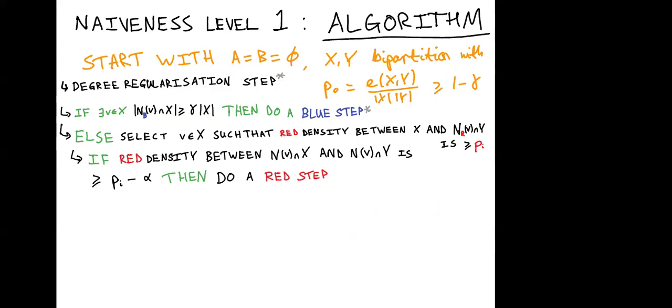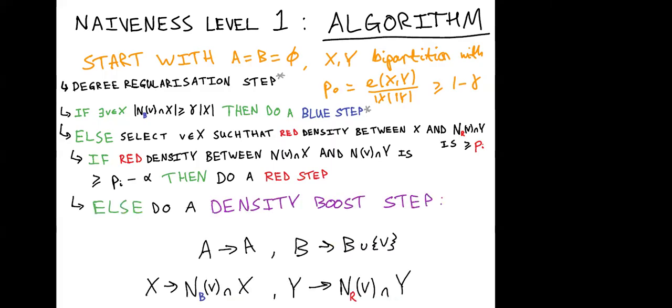If you have good density in blue, you do a blue step. There's a technicality that actually we do it only when we can do a lot of blue steps at once, but it's a small kind of technicality. Otherwise, we want to do a red step, but we make a choice. We do the red step if the red density goes down just a little or doesn't go down. If the red step is only going to go down by at most alpha, we do it. And if it's going to go down more than alpha, instead we do this density boost.